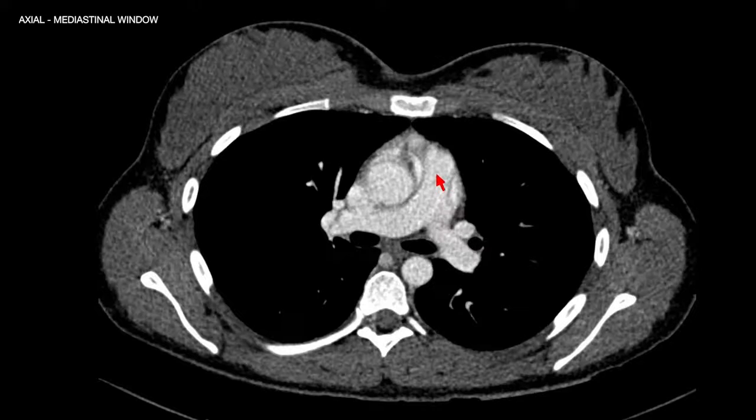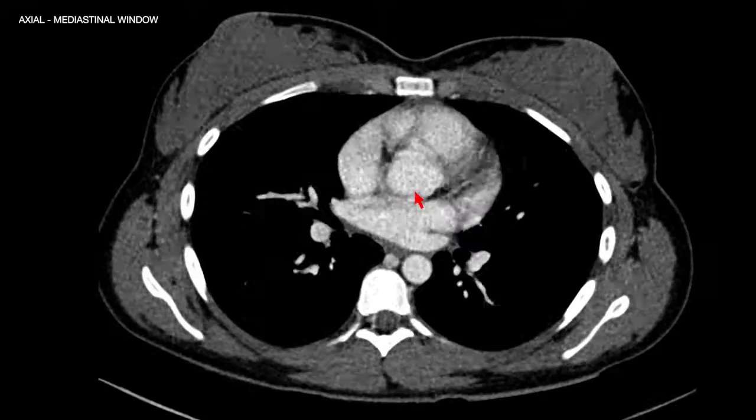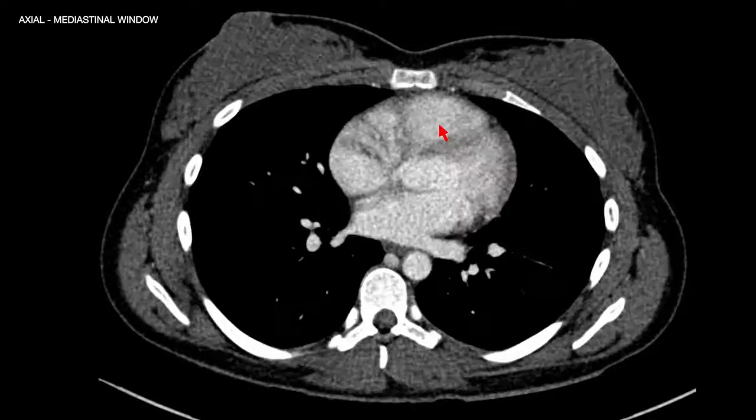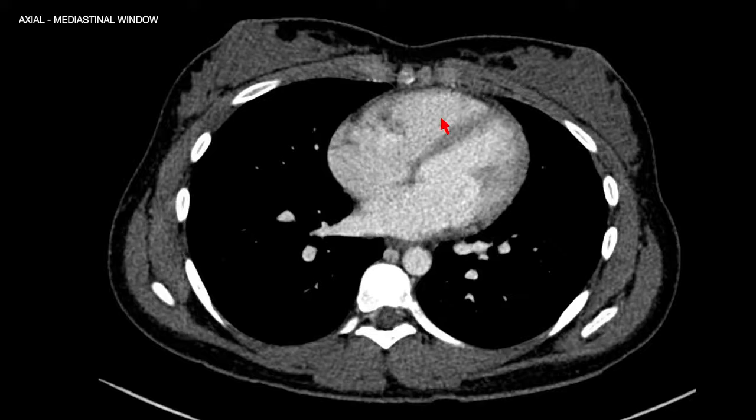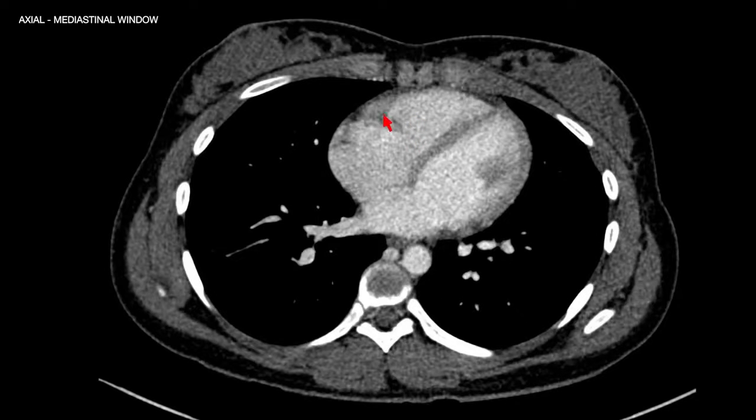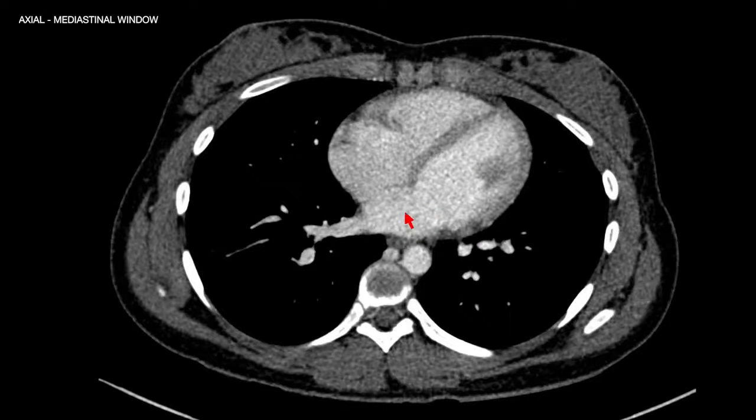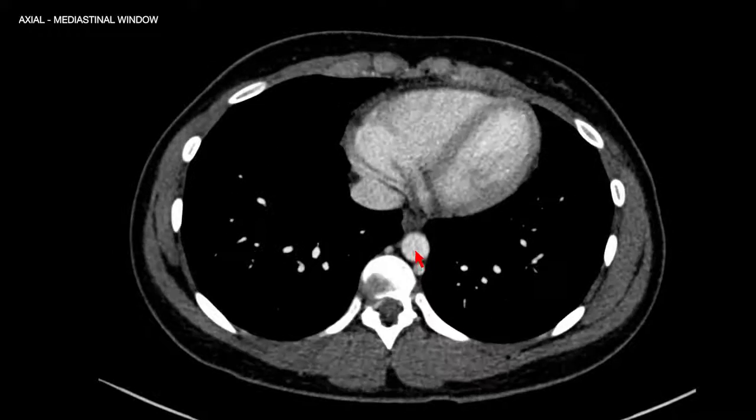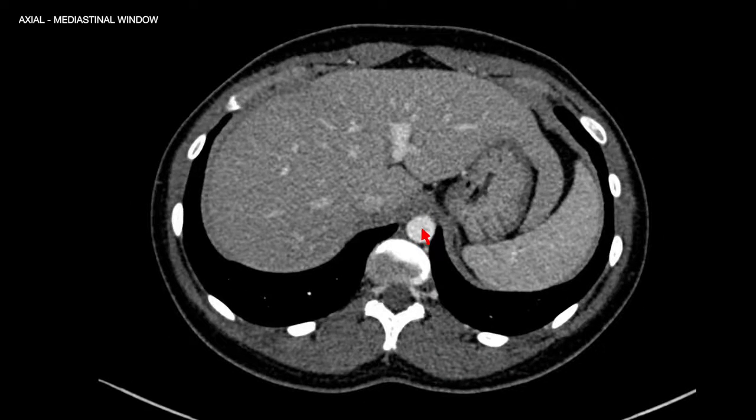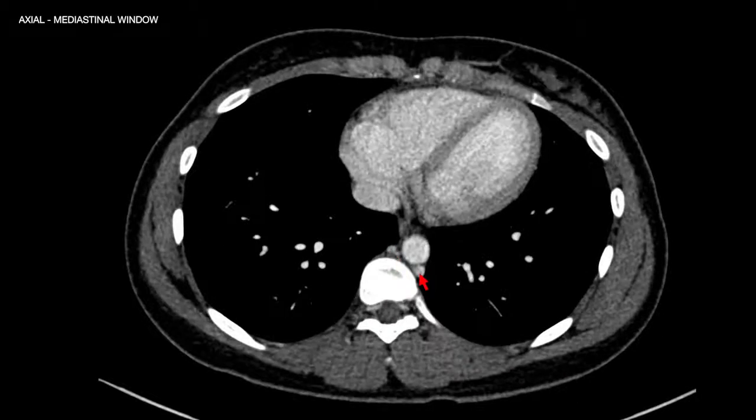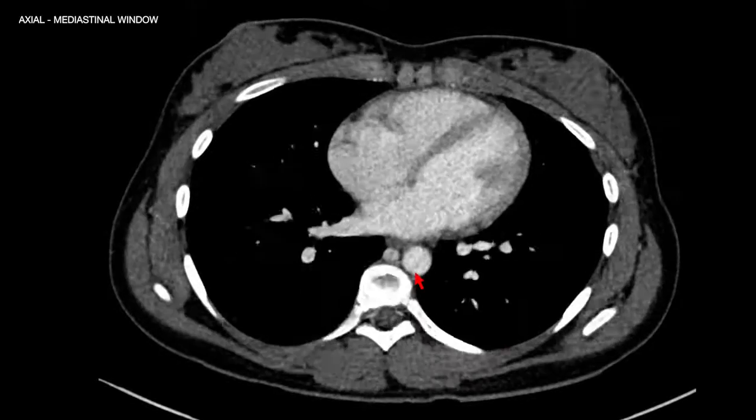Here we are at the level of the pulmonary arteries, the main pulmonary artery, right and left. And we can see the connection of the aorta to the left ventricle and the pulmonary artery to the right ventricle. The right heart chambers are anterior, right atrium, right ventricle, separated by the tricuspid valve, and posteriorly we have the left ventricle and left atrium separated by the mitral valve. The descending thoracic aorta continues inferiorly to the level of the diaphragmatic hiatus. We can also see the azygous and hemiazygous veins in the posterior mediastinum.